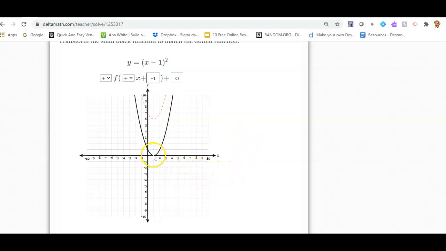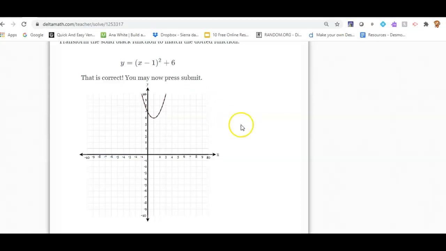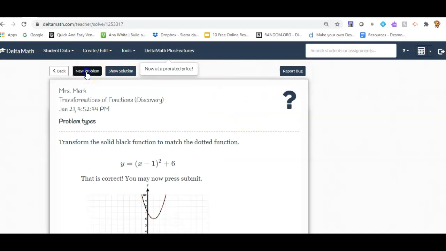Next, I need to get this black parabola to go up 6 units. And moving up and down is very intuitive. If you want to go up, you add 6. If you want to go down, you subtract 6. And there we have it. Let's try another one.